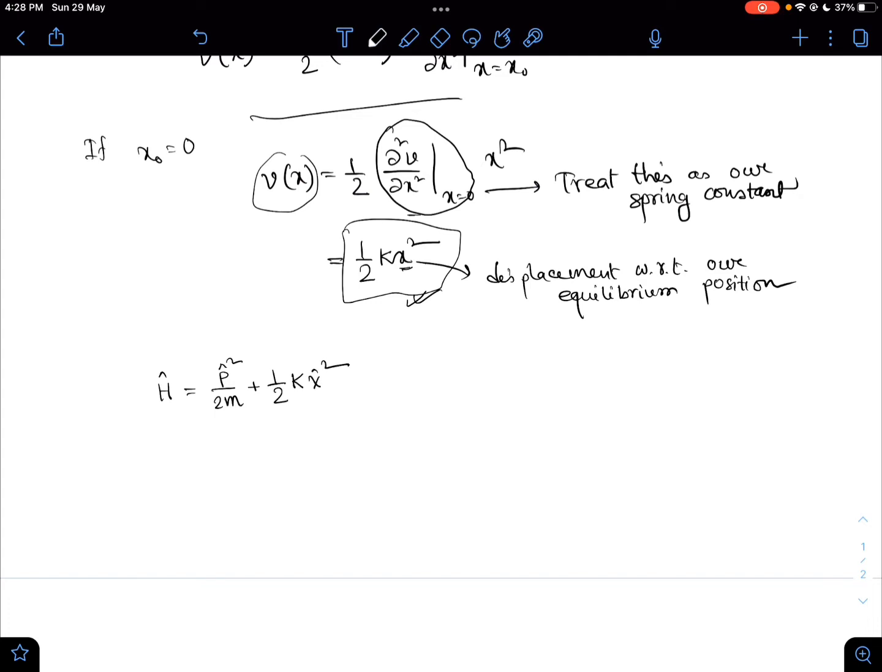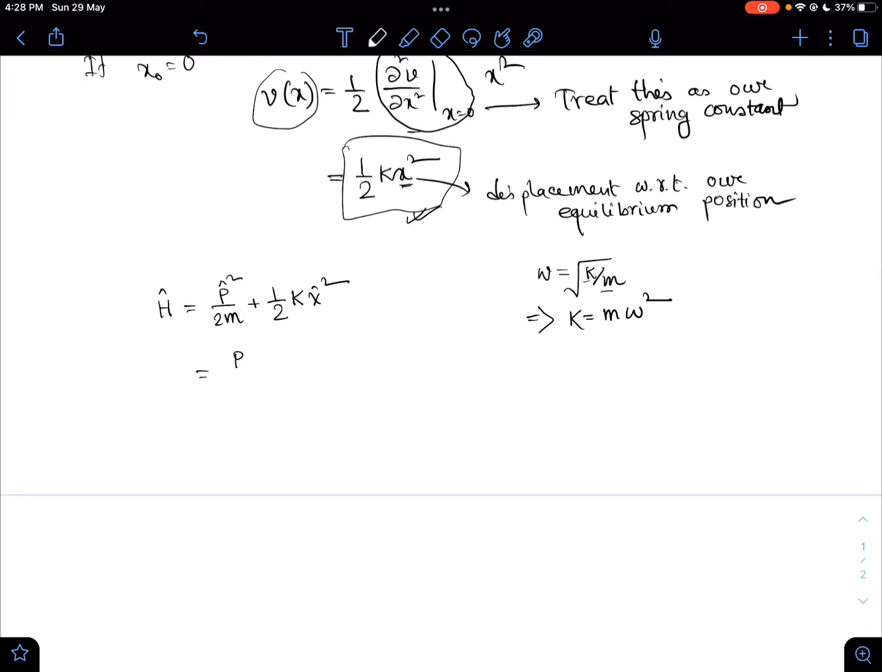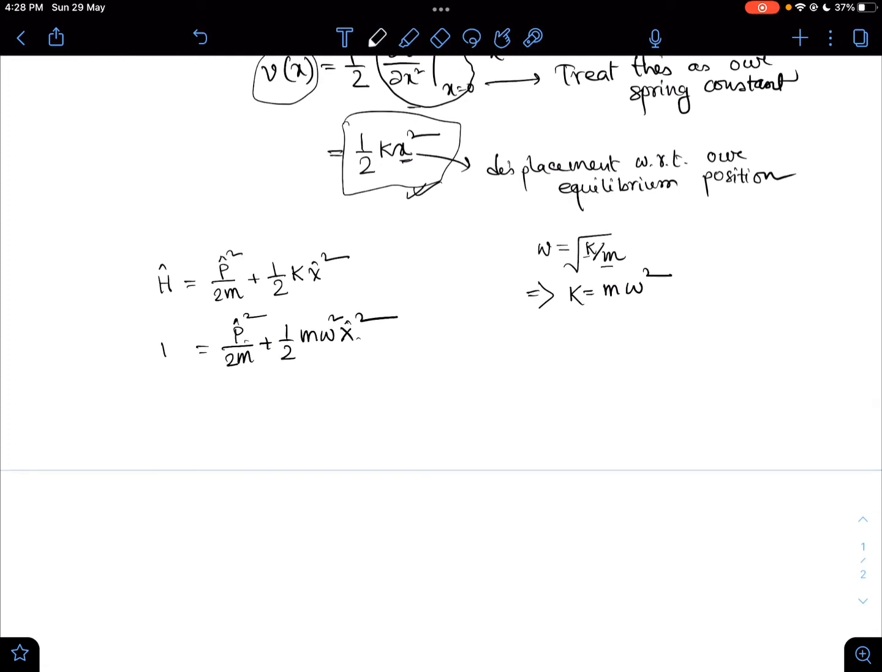Also we know that for a classical harmonic oscillator, the natural frequency of oscillation can be represented as omega equals the square root of k by m, where k is the spring constant and m is the mass of the body. So we can write k as m omega squared. If we replace that, we have our Hamiltonian to be p squared by 2m plus half m omega squared x squared, where p and x are operators. So the Hamiltonian operator in the one-dimensional quantum harmonic oscillator can be written like this.